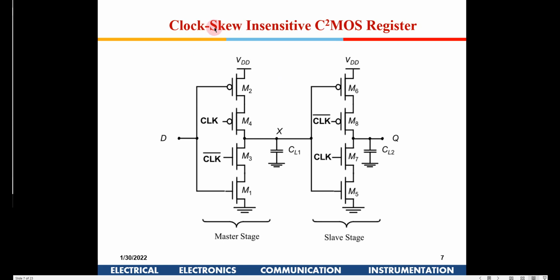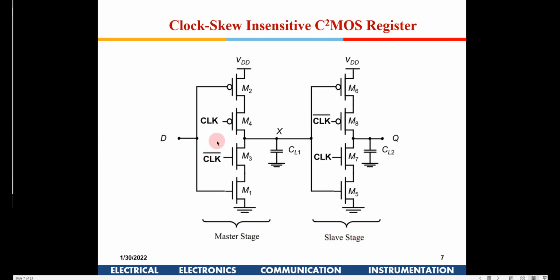This is known as the clock-skew insensitive C-square MOS register. C-square stands for clock and clock bar, both are required here. Looking at the C-square MOS register, this is a master, and this is a slave register.